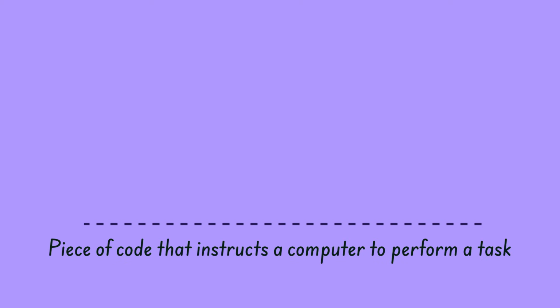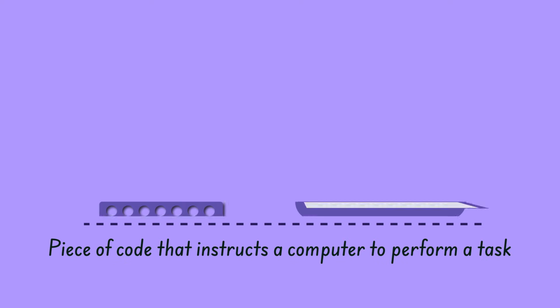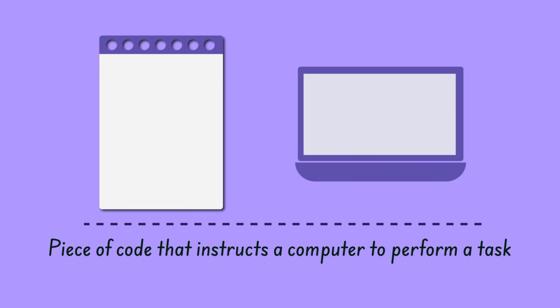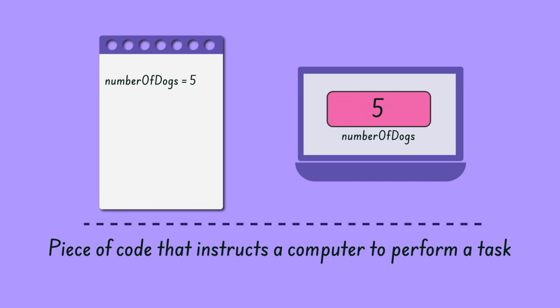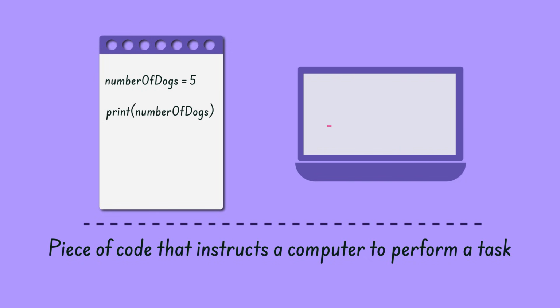On the other hand, a statement is an instruction that tells a computer to perform a task. Statements do not return a value. For example, when we create a variable and store a value in it. Here, we are telling the computer to perform an action, hence this is a statement. Or when we print this value on screen. This is also a statement.